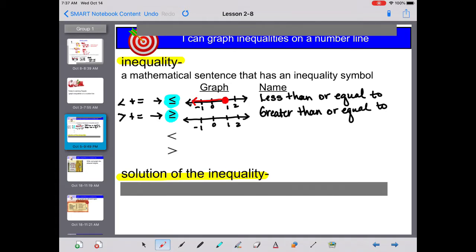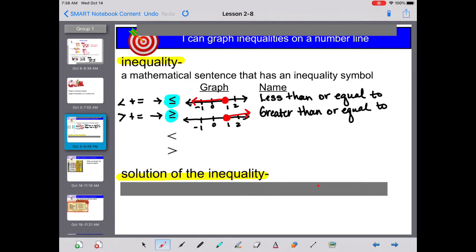On the other hand, if I asked you to graph the numbers that were greater than or equal to 1, I again would put a circle at 1. That's my starting number. I fill in the circle because 1 is greater than or equal to 1. And where are the rest of the numbers that are greater than or equal to the number? Well, numbers greater than 1 are to the right. So that's what the graph would look like.